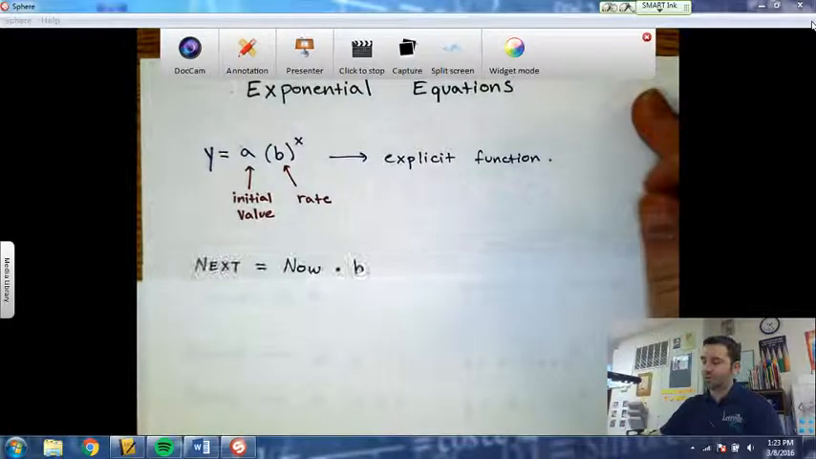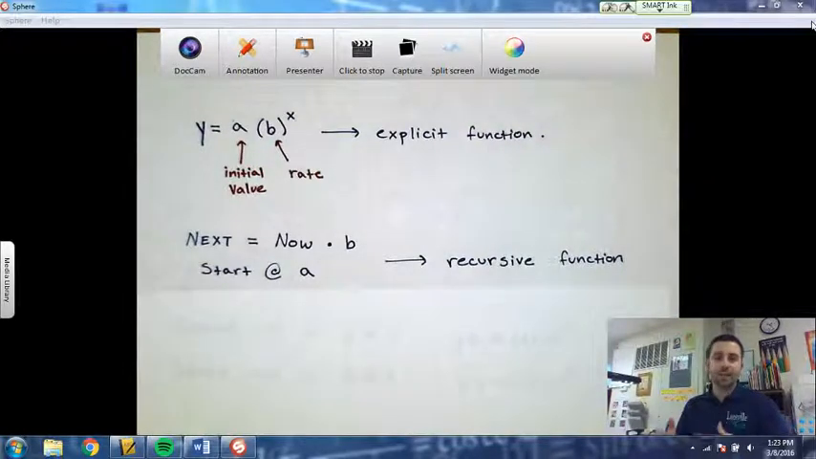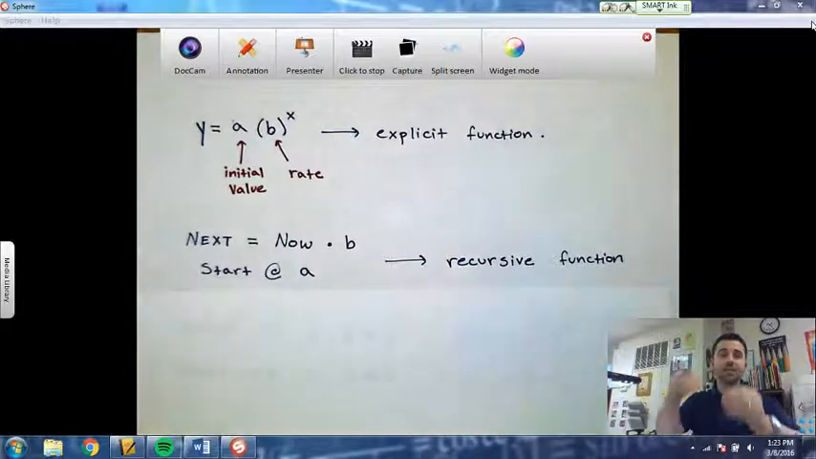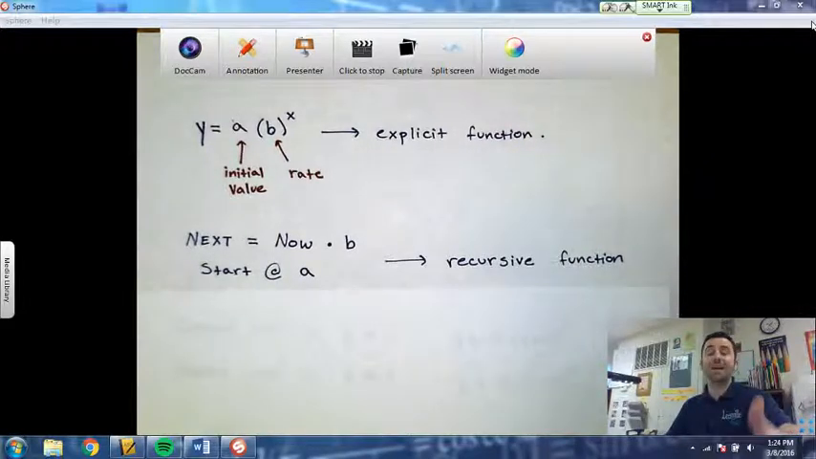In terms of a recursive function, you can think of it as the next value is equal to the previous value, or the now value, times some rate. And I'm starting at some value of a. So the important thing to note between recursive and explicit forms is that a recursive function pretty much tells us step by step by step, and so I need that previous term and a starting term in order to continue and find the next term.